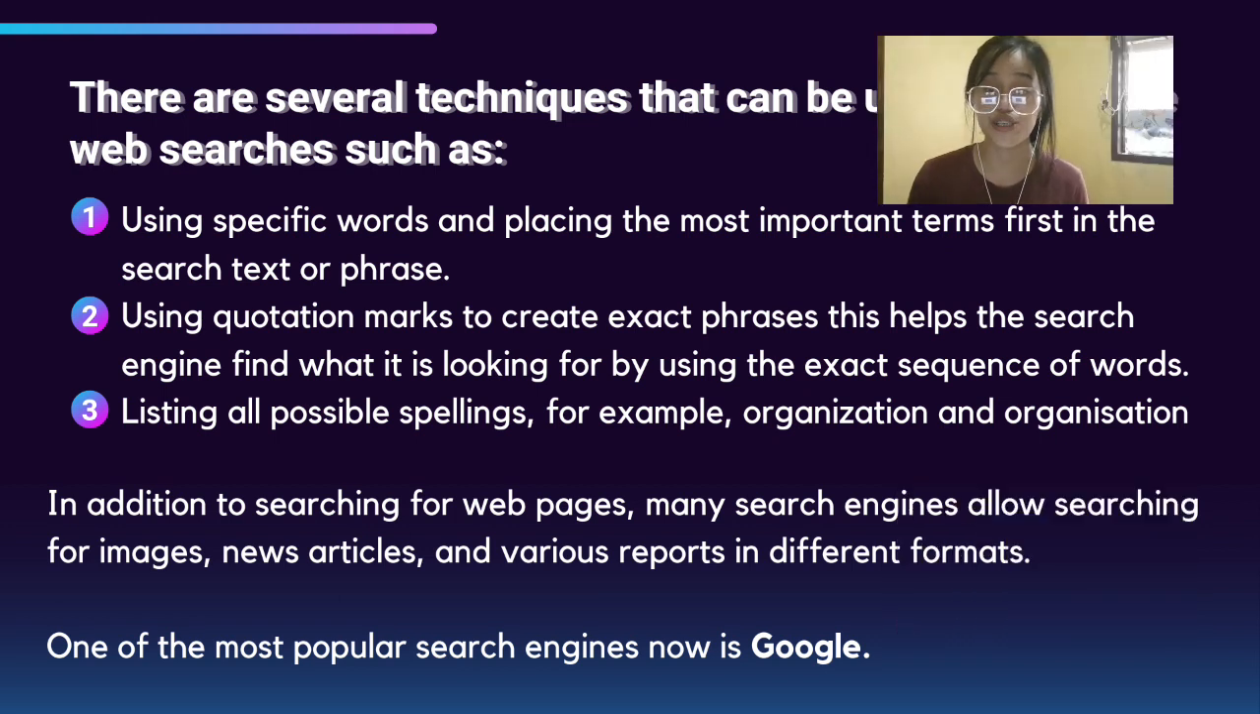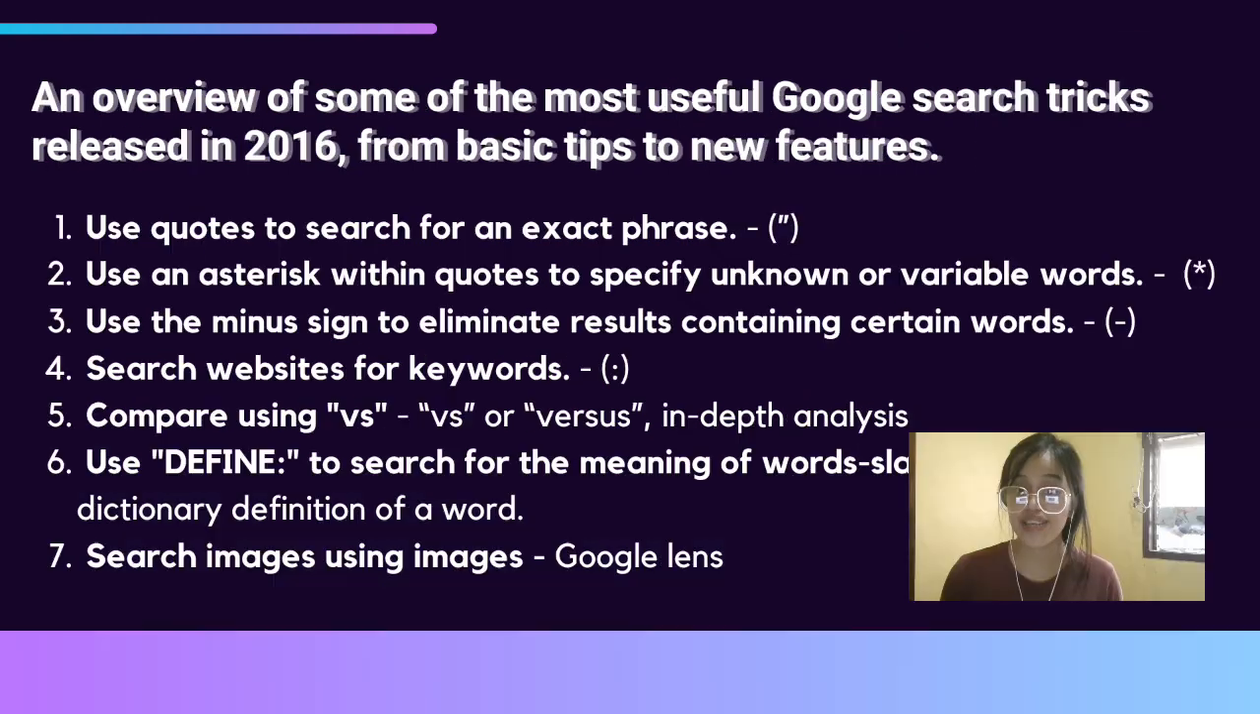In addition to searching for web pages, no, many search engines allow searching for images, new articles, and various reports in different formats. One of the most popular search engines now is Google. An overview of some of the most useful Google search tricks released in 2016, from basic tips to new features. First is use quotes to search for an exact phrase. Second, use an asterisk within the quotes to specify unknown or variable words.